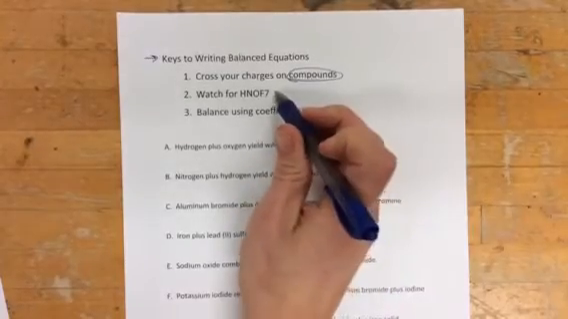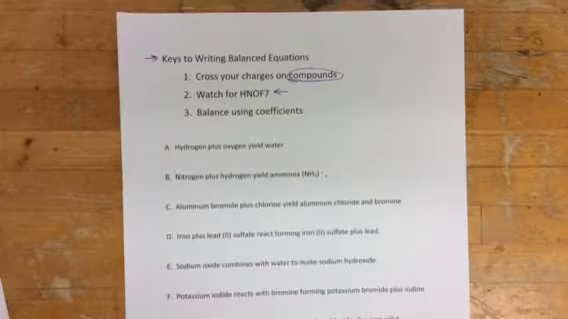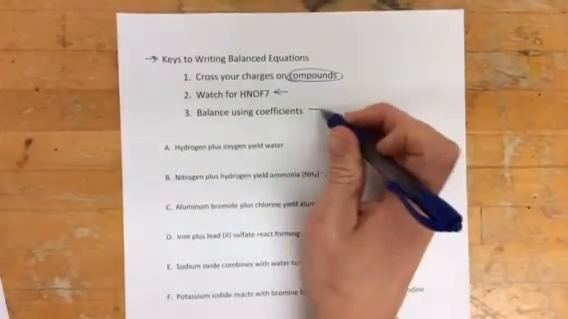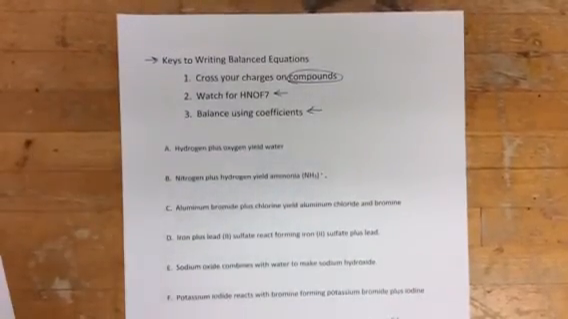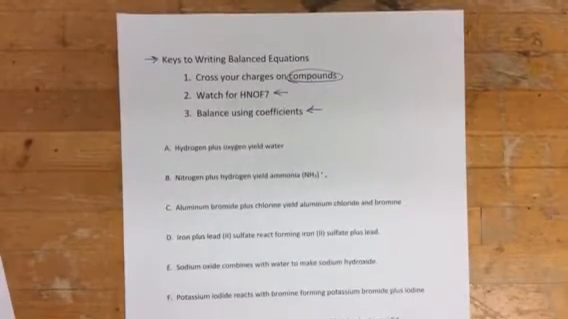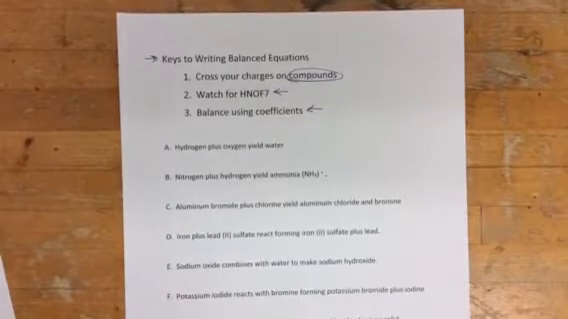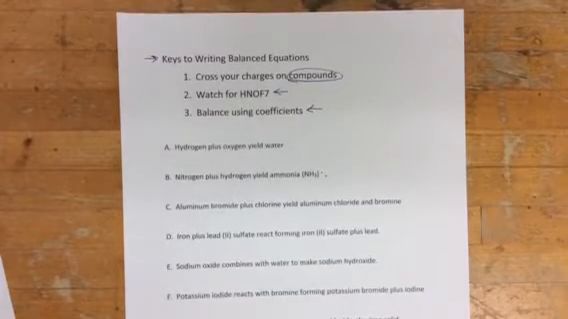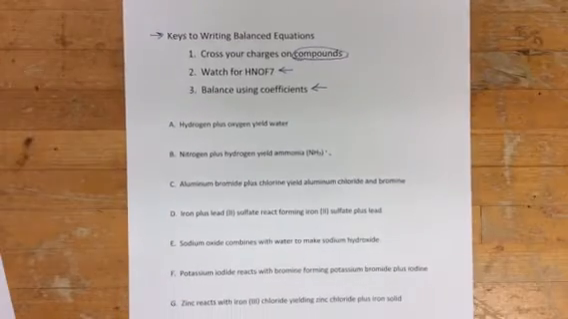You gotta look for the HNOF7. That might sound like gibberish to you, but I'll explain in a second what it is. And the last thing you have to do is balance that chemical equation. If you don't have the same number on each side, on the reactants and the products, you are violating the law of conservation of matter, which is a major physics law, and you don't wanna do that. So let's just work through some examples, and I think that's the best way for you to see exactly what to do on these.